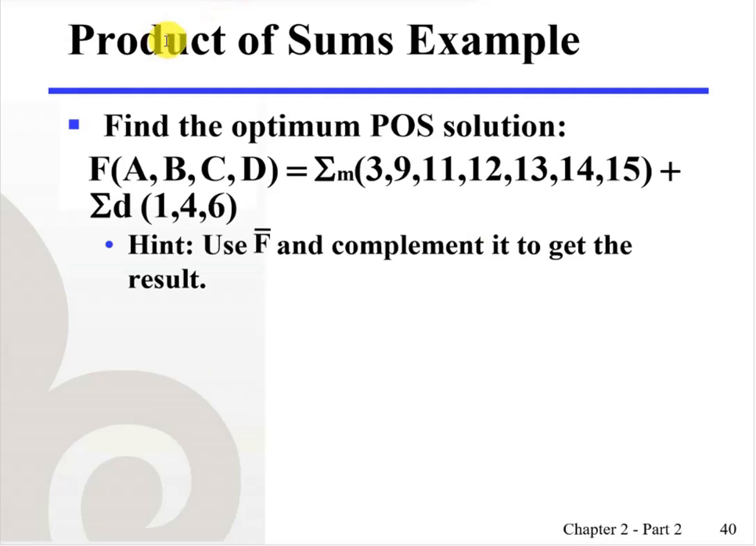Now let's take a look at the following example. We want to find the optimum product of sums solution for the following function of 4 variables defined by A, B, C, D. And we have the following minterm locations and then don't care conditions. So these are all the indexes of the minterms.